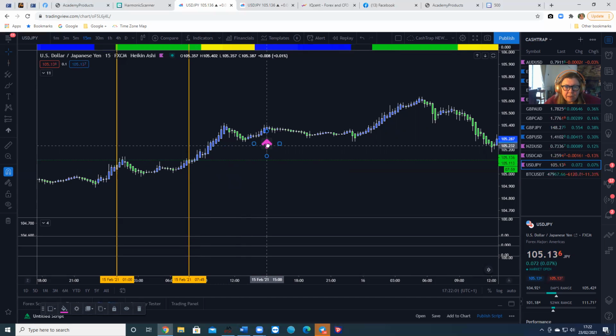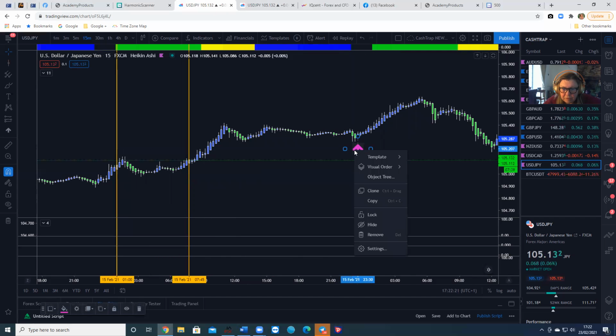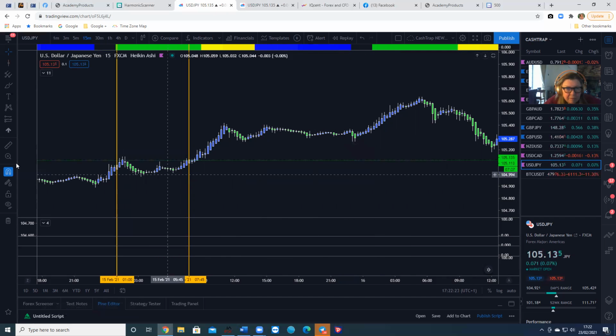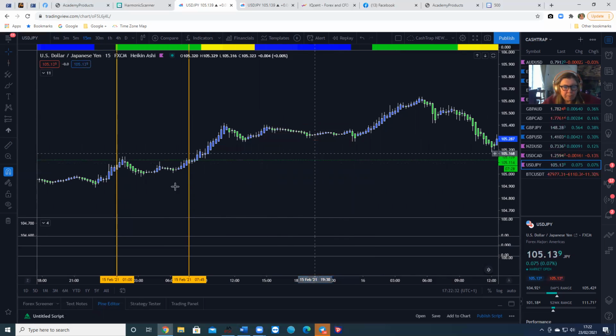So it carries on up, and then quite a lot of consolidation in New York. And in fact, it only moved, how much did it move? If we go to open of New York, it moved very little till the close. Let's take that off. From there down to there, it's only moved 13 pips.